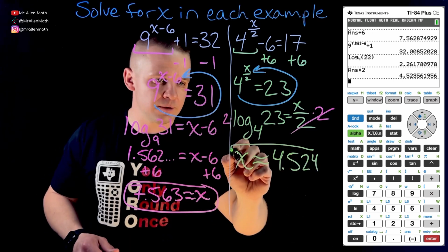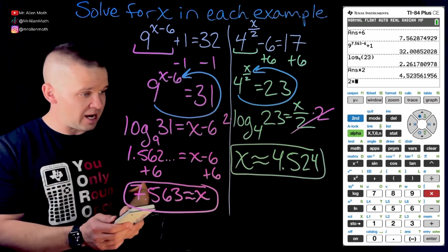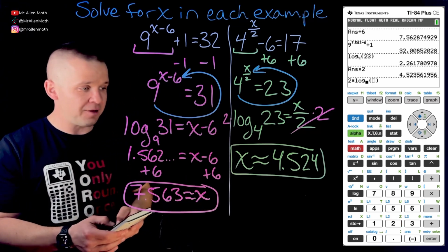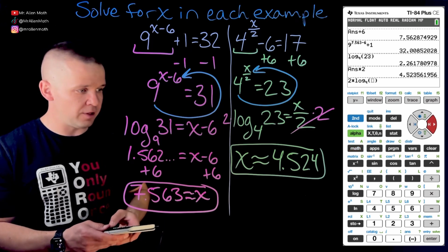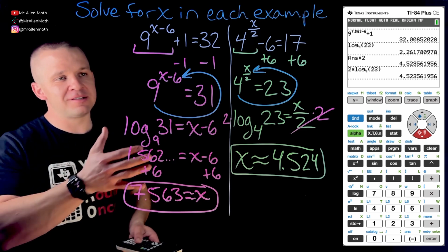Final answer. You could have also done 2 times math, alpha, math. And then we got the 4 and the 23. Same answer. All right, and there we go, guys. So a couple of different ways to type that one in.